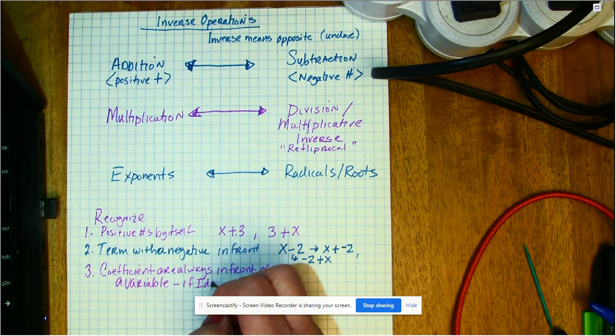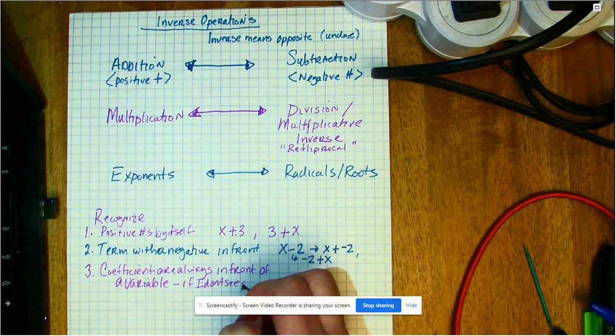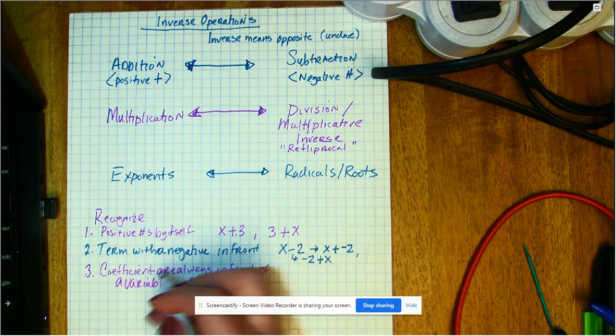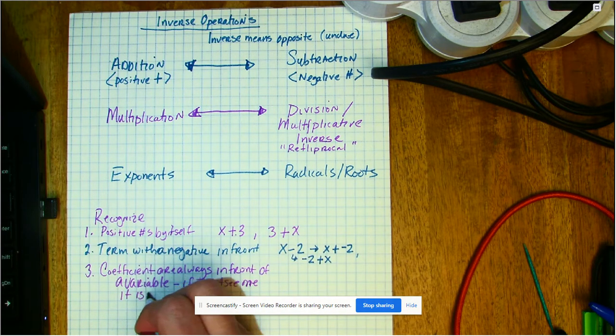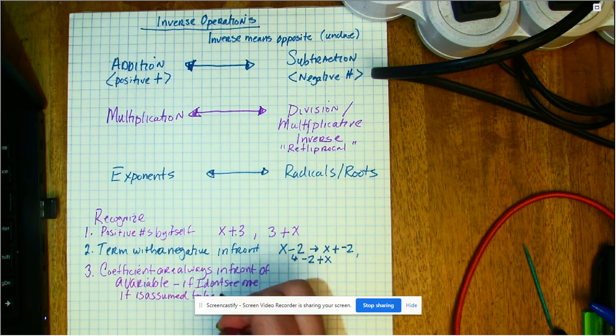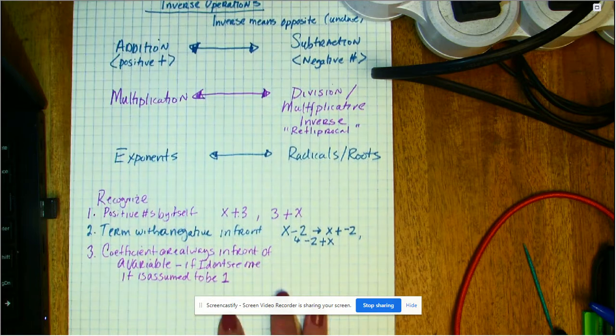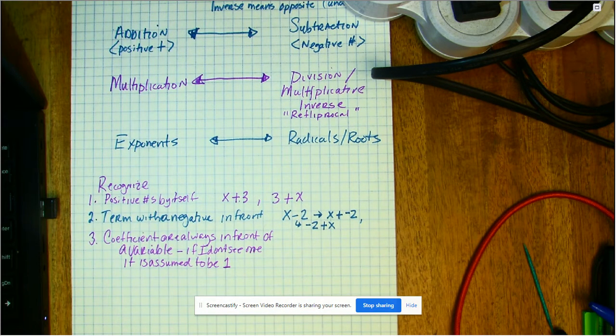If I don't see one, it is assumed to be 1. Now, one thing that's different: we mentioned earlier that with exponents, if we don't see an exponent on the base, we assume it to be 1. And each part of a term is its own base and has its own exponent. But a term can only have one coefficient.